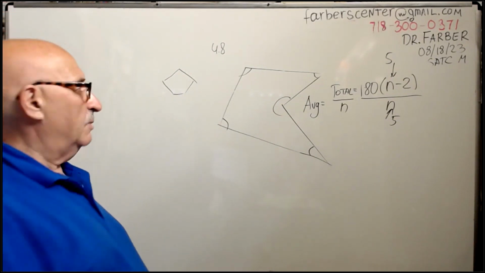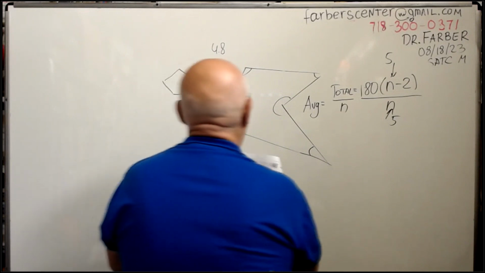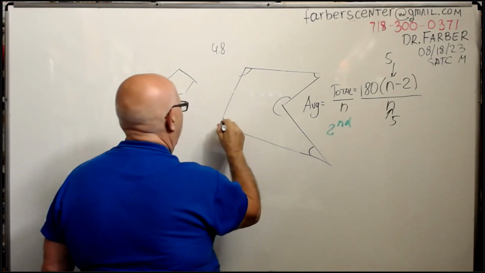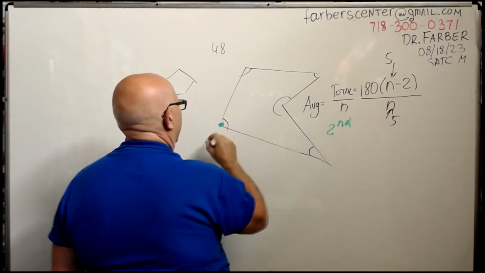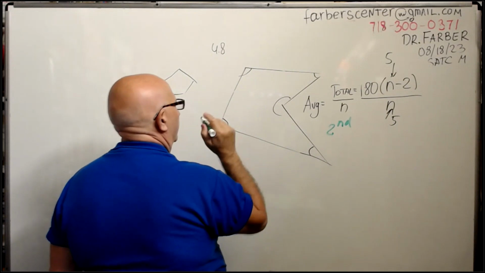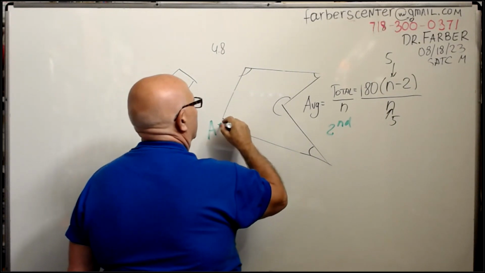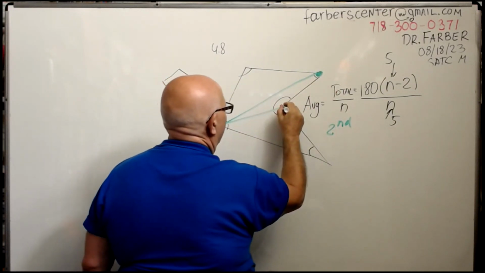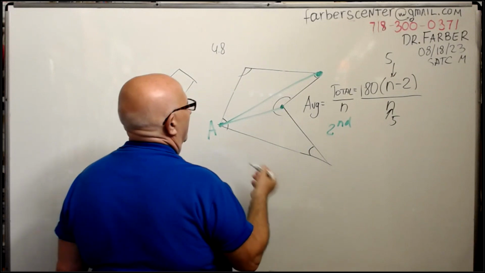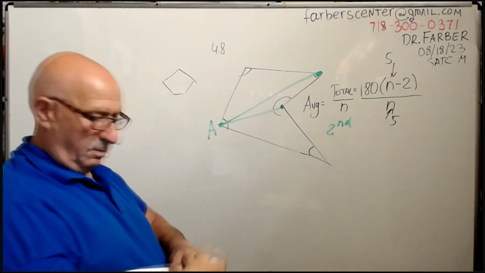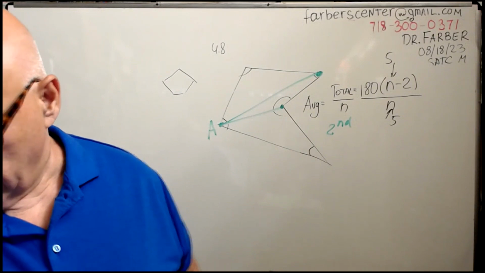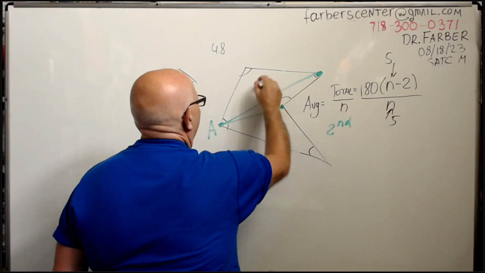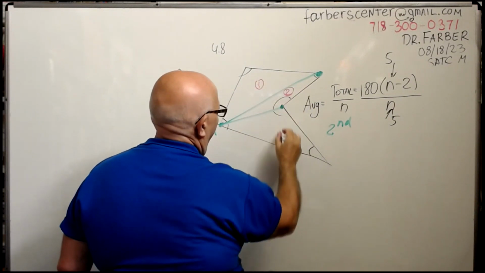Pretend you're in 4th grade, how to solve this problem, right? The second way. Choose any point. Let's say this is your point, A. And connect this point with the opposite vertices. This is 1. This is 2. And you have triangles. You take a different color. We have one triangle, a second triangle, and the third triangle.